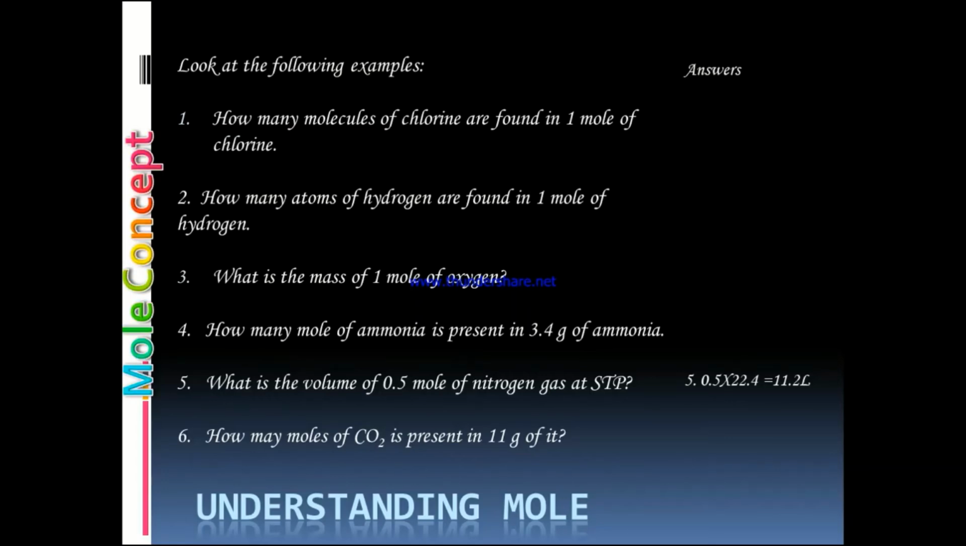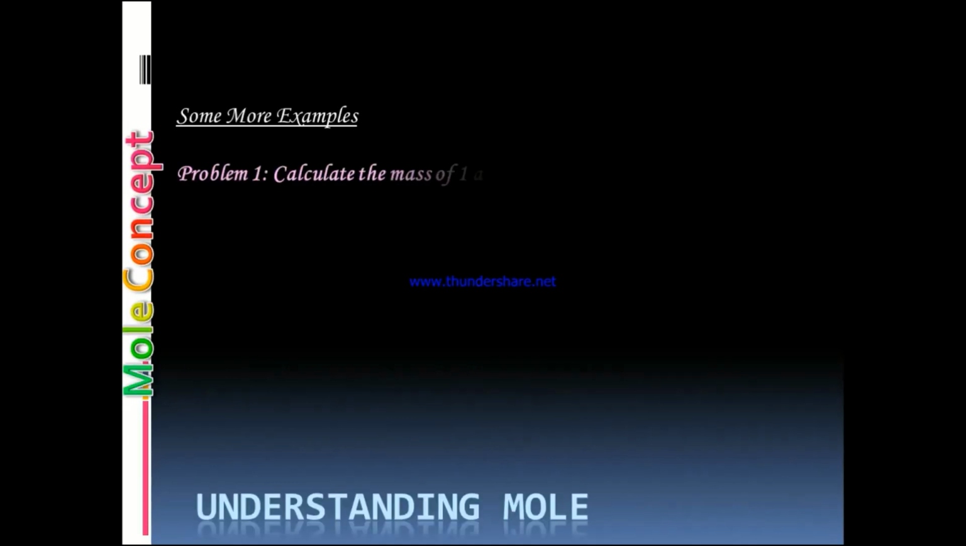And last question: how many moles of carbon dioxide are present in 11 gram of it? For carbon dioxide, we have to find out the molecular mass, and the molecular mass can be calculated to be 44. Carbon is 12, oxygen is 16 into 2, 32 plus 12, 44. So 44 gram contain 1 mole, 1 gram contain 1 by 44, 11 gram contain 11 by 44 mole, which is equal to 0.25. So children, some more examples we can see.